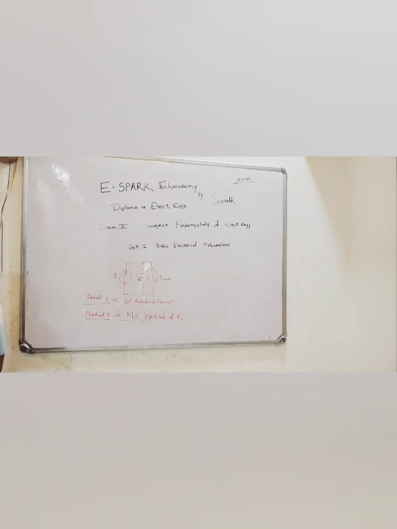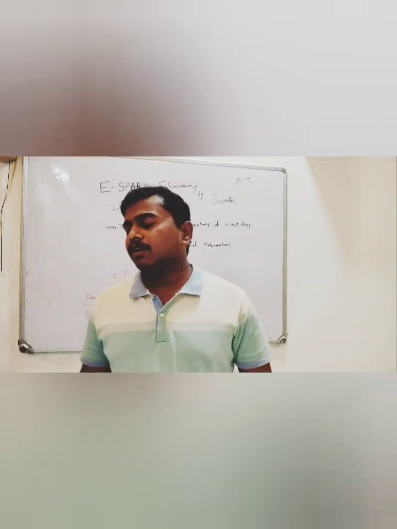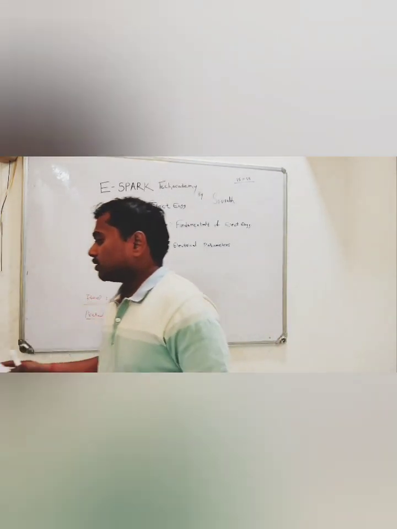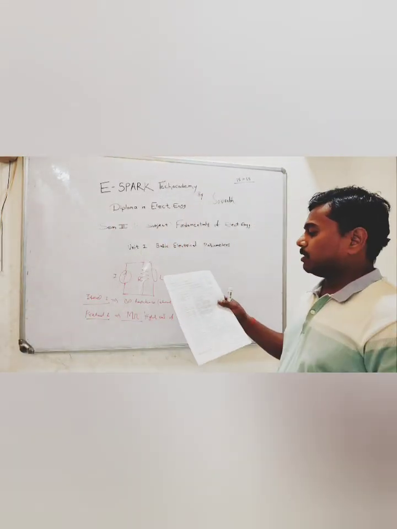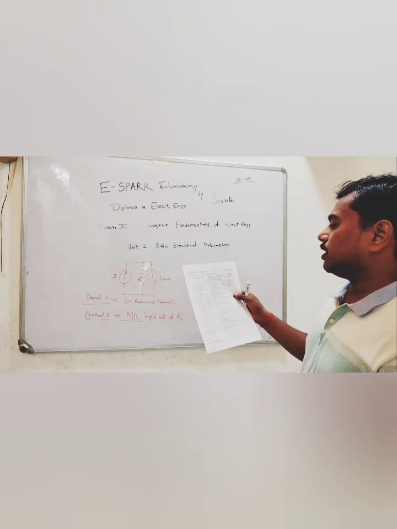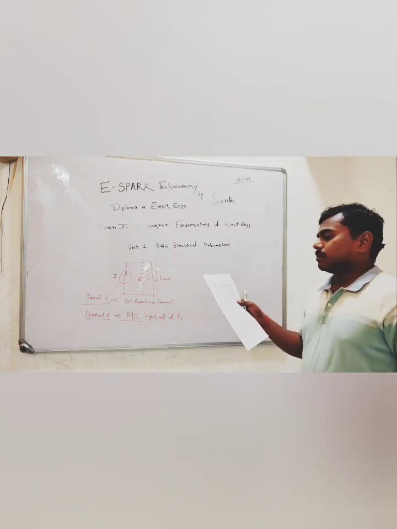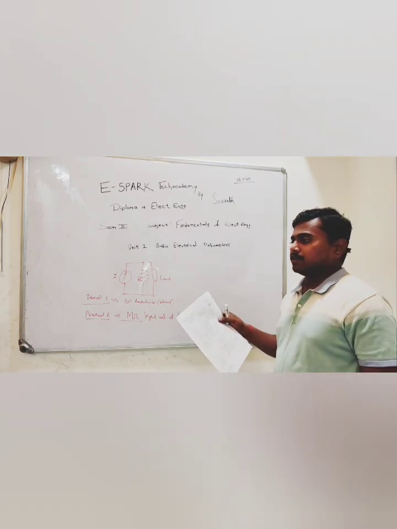Now you will be dealing with electrical current. In 1.1, as per the syllabus, we will be dealing with electrical current, electrical potential, potential difference and electromotive force. Please note down these parameters. Now I will be explaining them.